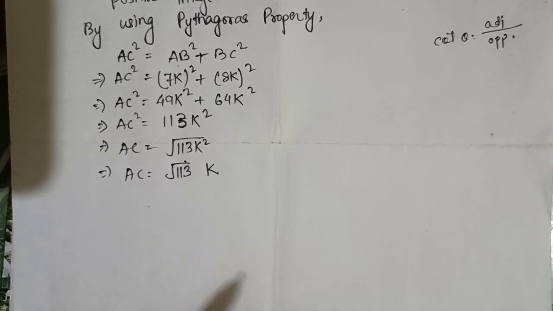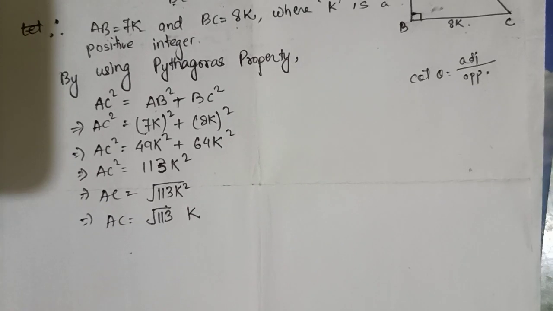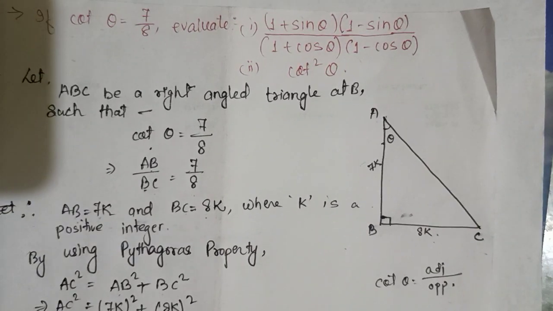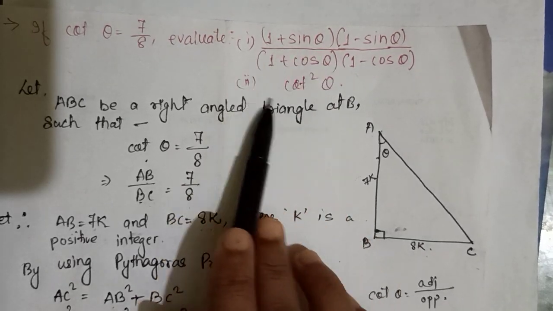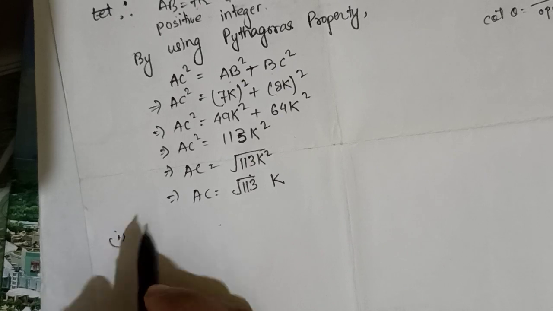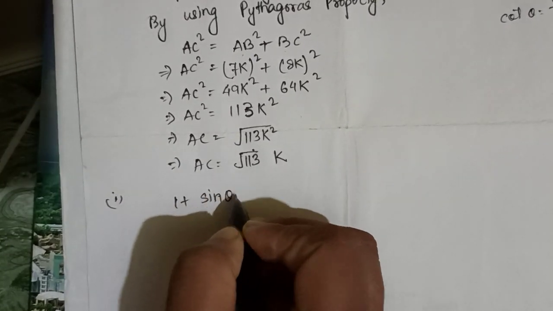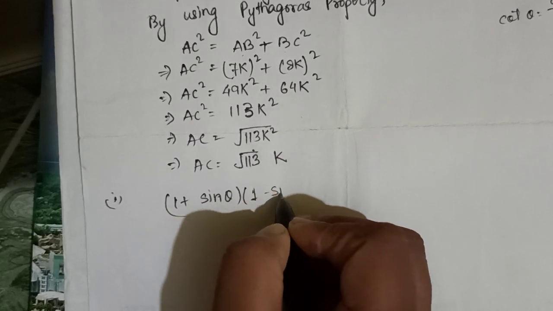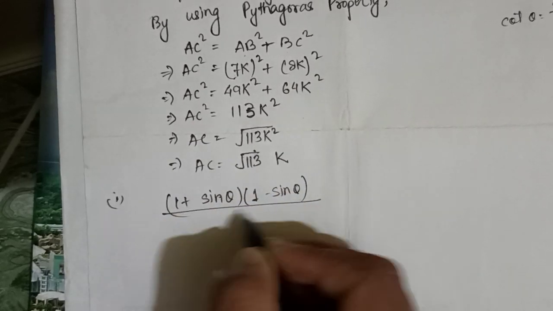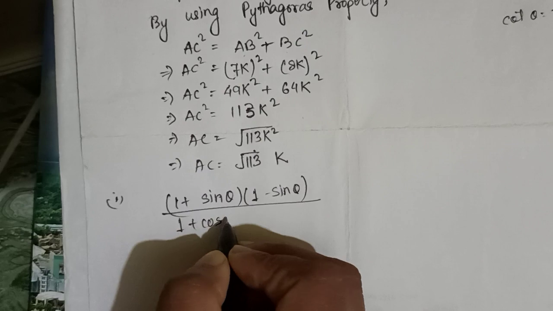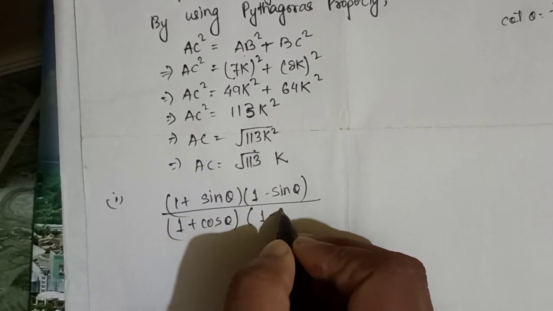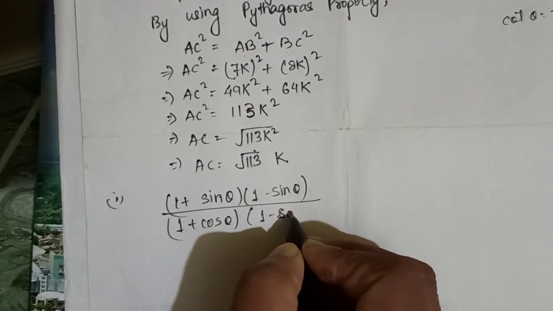Now we have to evaluate the thing which is given in the question. We have to write this term now. Roman number 1: (1 plus sin theta)(1 minus sin theta) by (1 plus cos theta)(1 minus cos theta).